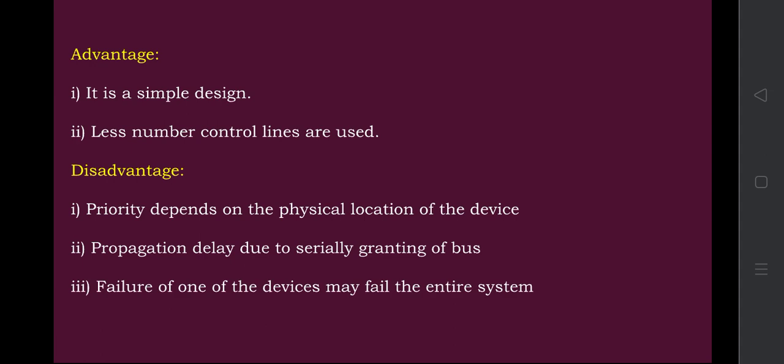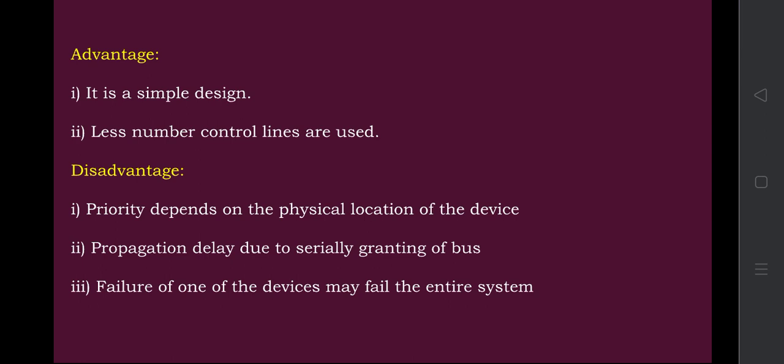And the third disadvantage is that failure of one of the devices may fail the entire system. What does it mean? Suppose arbiter 3 fails. The priority comes from 1, 2 and passes to 3. But now the priority is not passed on by arbiter 3, while arbiter 5 may be expecting the control of the bus.